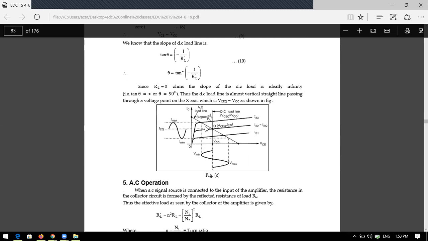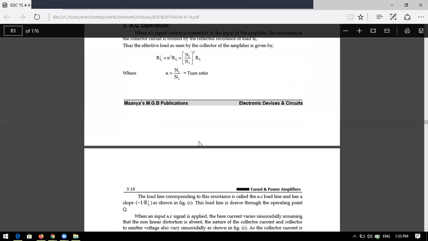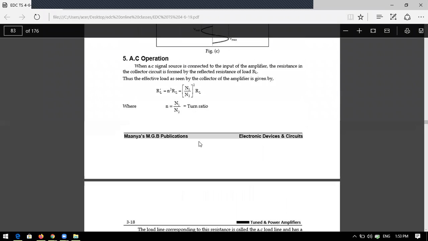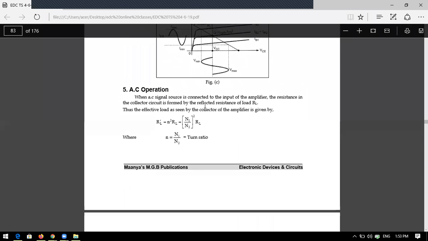So what will happen? This is the circuit in the load characteristics. You can draw it in your notes. This is the load characteristics. So what will happen? It is getting more energy. It will transfer more energy.